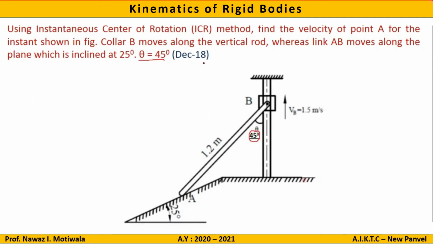Now if you observe, there is only one body which is AB. So as there is only one body, there will be one ICR. Now how to locate the ICR? We already know we have to draw the perpendiculars to the velocity.